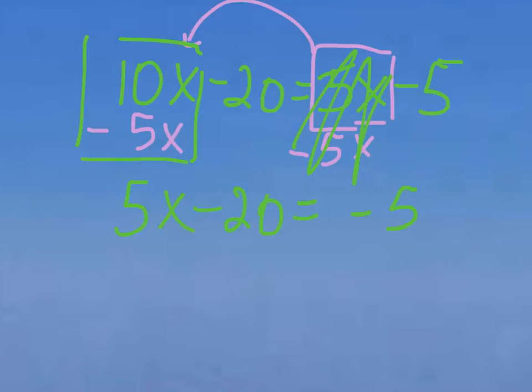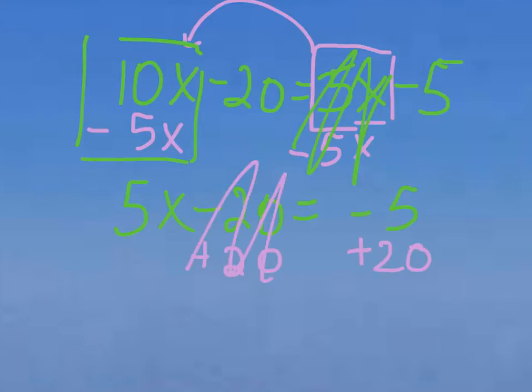Next step, I'm going to add 20 to both sides to get rid of that 20. So those will cancel out, and you'll be left with 5x equals negative 5 plus 20, and that would be 15. So 5 times 3 is 15, so x would be 3 there.